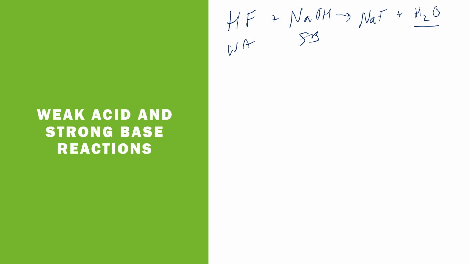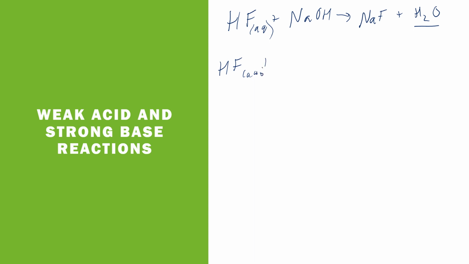Most likely it will be soluble because a lot of the group 1 metals are part of your strong bases, but it doesn't have to be. So when you're writing your net ionic equation, whichever one is the weak one, you want to leave that together on the reactant side.